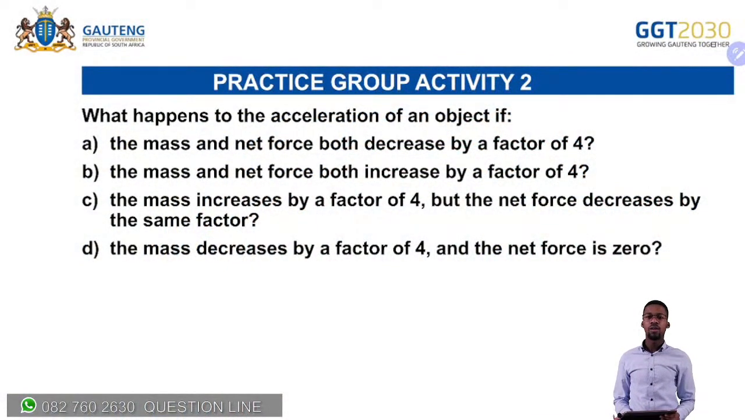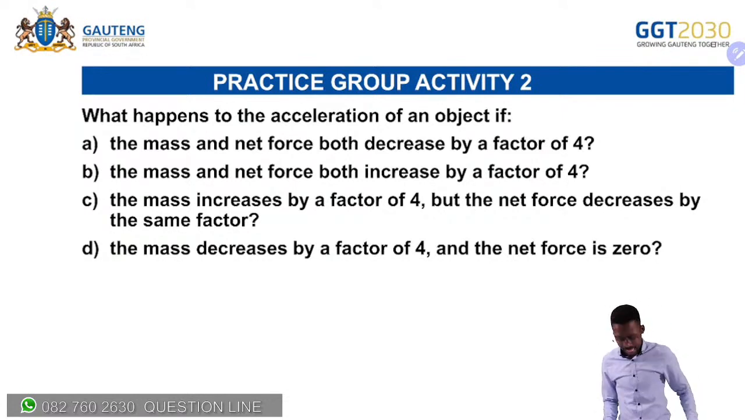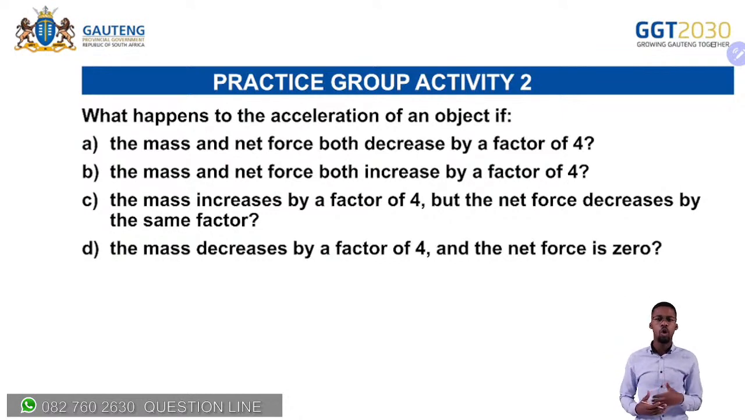Right. So now let us respond to these scenarios. I want us to respond to them. The question is asking us, what will happen to acceleration? We are trying to assess our comprehension of Newton's second law. What will happen to the acceleration of an object if, for instance, let's look at A, the mass and the net force both decrease by a factor of 4.